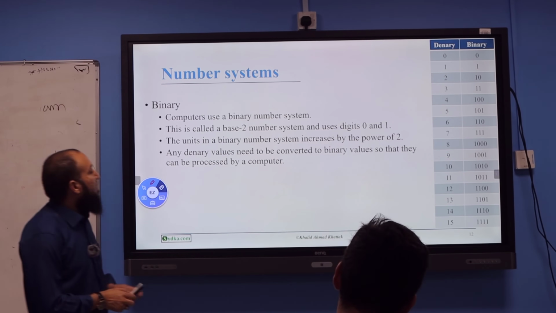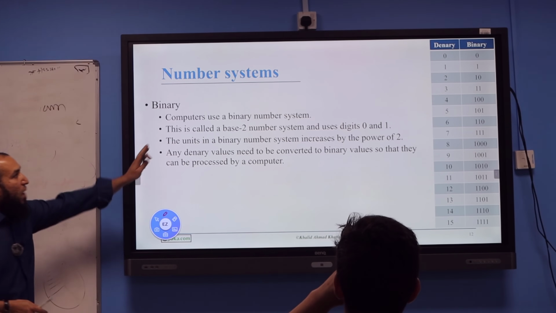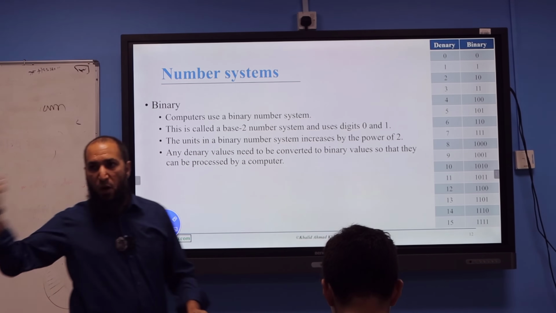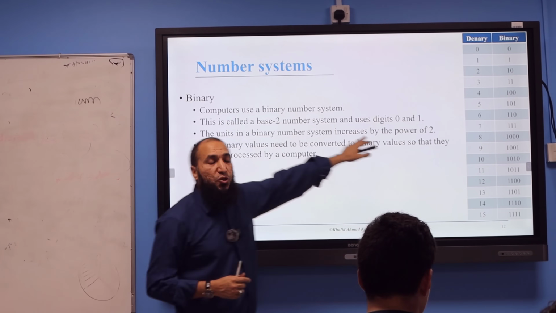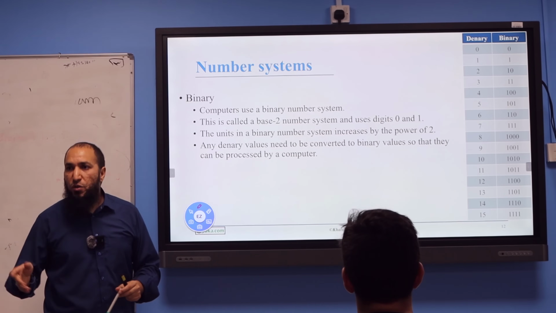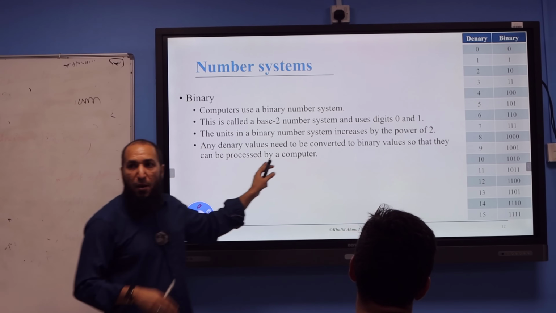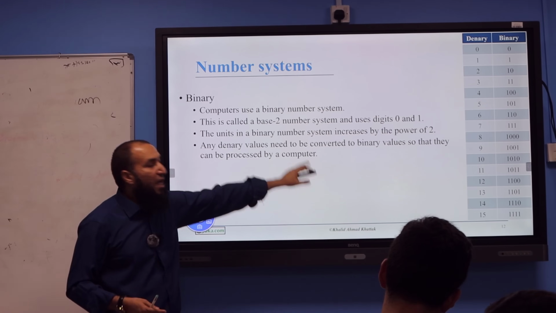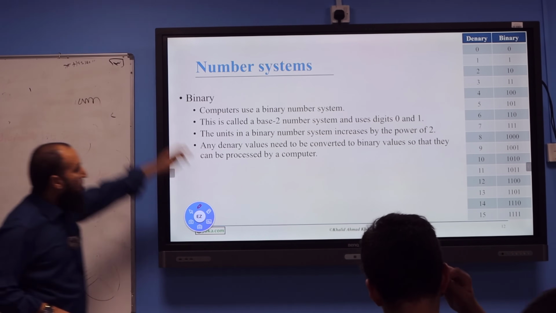So what we're going to do now is we go into binary. And binary, why do we use it? Computers use the binary system. Computers understand only 2 digits, zeros and ones, which is called the base 2 number system. The unit in the binary system is increased by power of 2. Earlier in denary or decimal, it was power of 10. Any number which is not in binary, anything denary or hexadecimal, has to be converted to binary for the computer to understand. So these can be another 4 points.